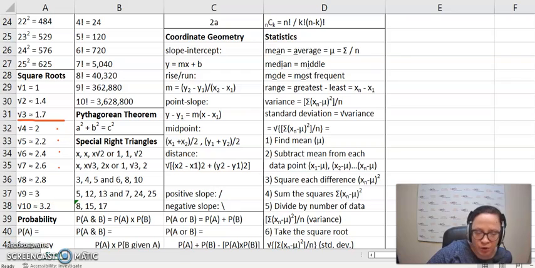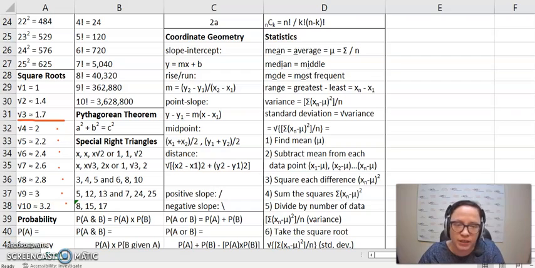Square root of 7, approximately 2.6. Square root of 8, approximately 2.8. Square root of 9 is exactly 3. And the square root of 10 is almost 3.2. So let me erase all of those little marks real quick so we can move on, and I'll show you some other parts of the chart.